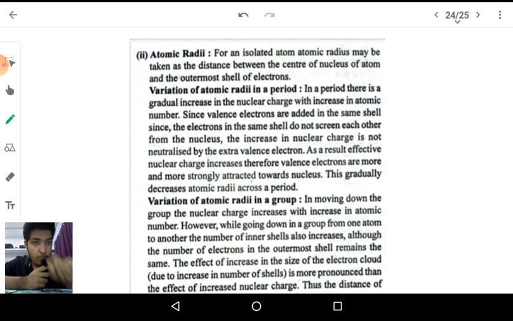Whereas in the case of a group, the number of valence shells is increasing. When the number of valence shells increases, the nuclear attraction decreases, and as a result the size of the atom increases. So along a period, atomic radii will decrease, and along a group, atomic radii will increase. So this is the period-wise as well as group-wise variation.